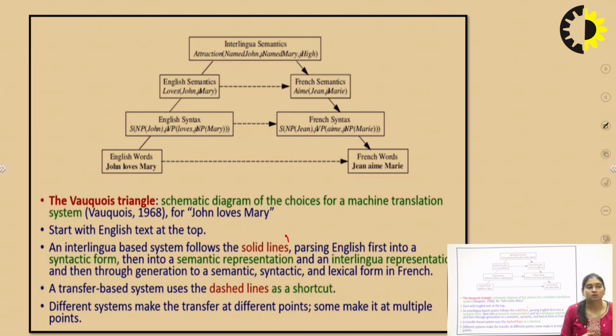Okay. So the transfer-based system uses the dashed lines as a shortcut. Instead of using the solid lines, the transfer systems use these dashed lines as a shortcut. It means that these are the words in French for these words in English. So the different systems make the transfer at different points, and some make it at multiple points. This is the basic semantic diagram.